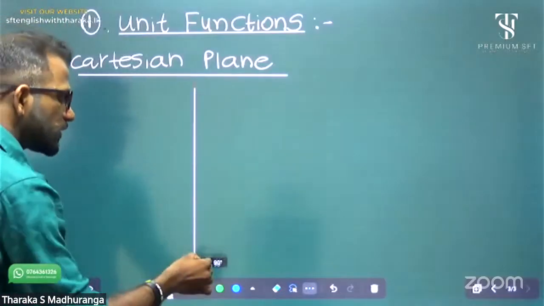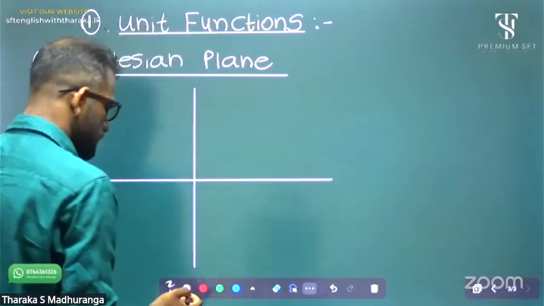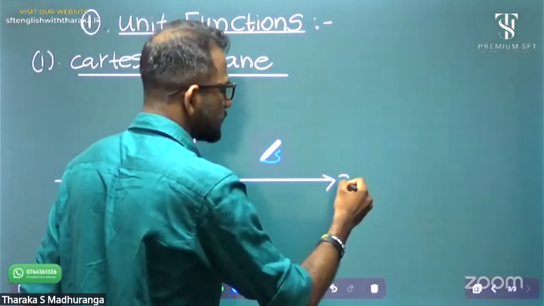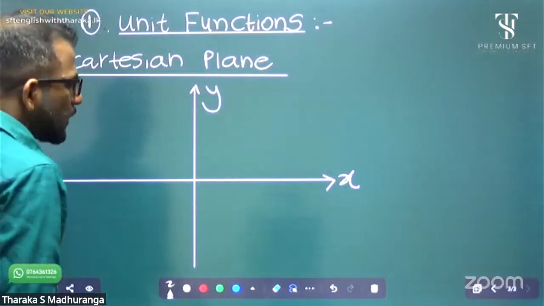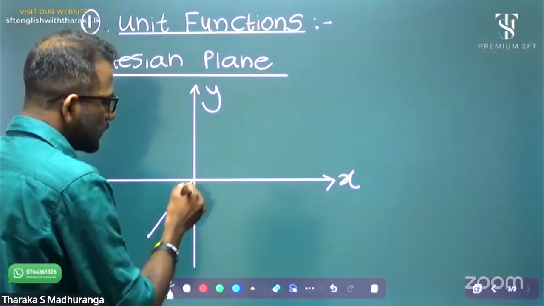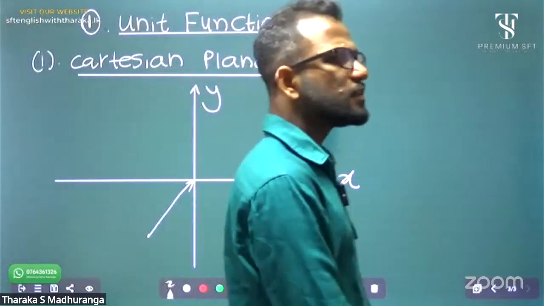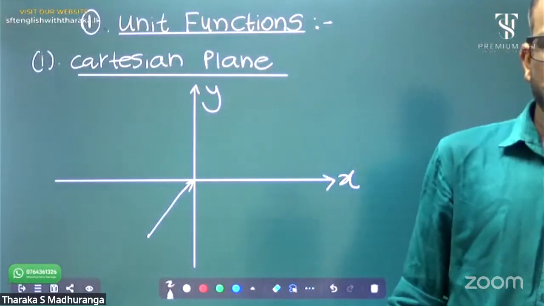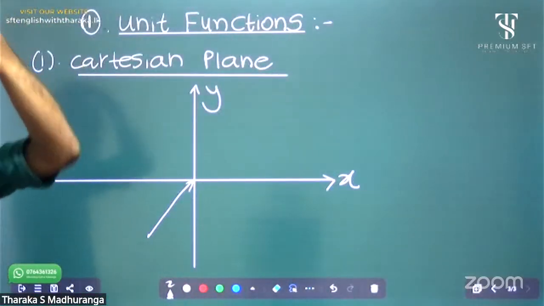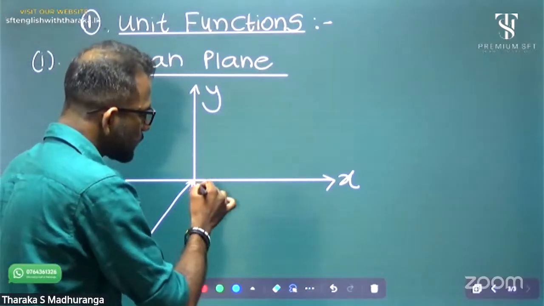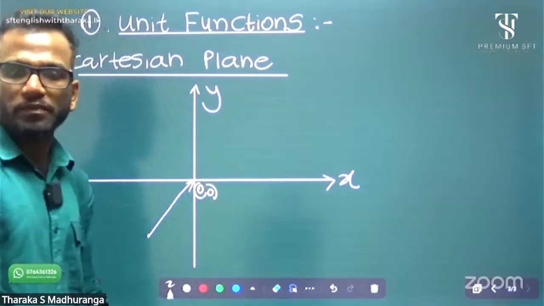We call the vertical line the y-axis and the horizontal line the x-axis. This is the x-axis and this is the y-axis. What is the name of this intersecting point of the x and y axes? If you get the coordinate of this intersecting point, it is 0, comma 0. Both x and y values are 0.